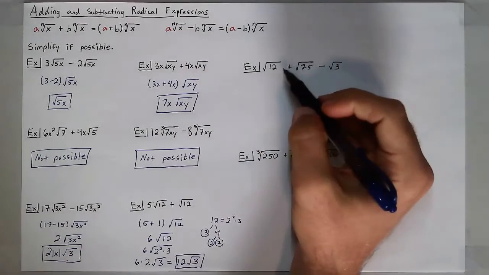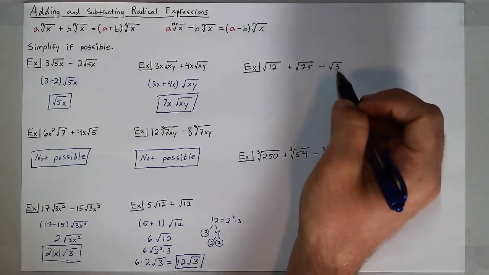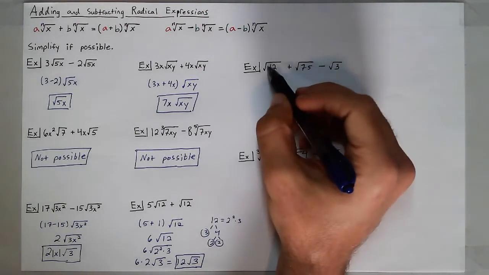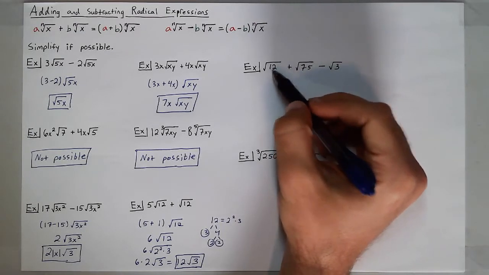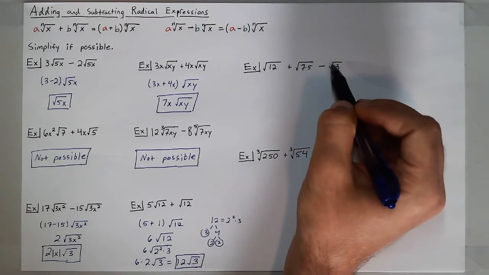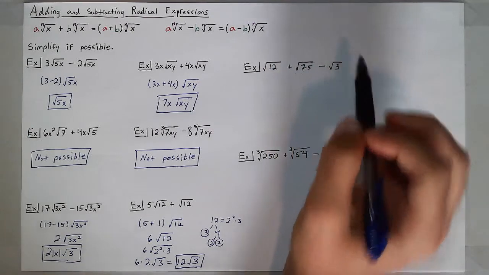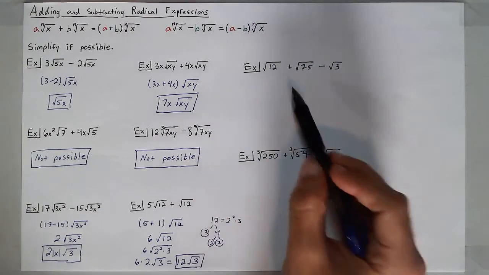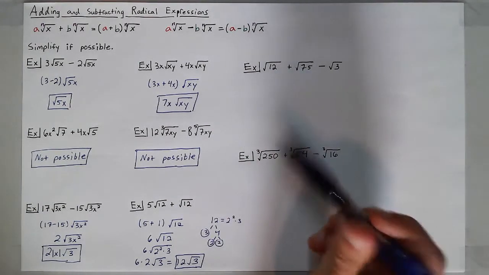Now next up we have square root of 12 plus the square root of 75 minus the square root of 3. Now initially looking at all of these, they cannot be combined because all of the radicands are different. Even though they're all square roots, the numbers underneath them are not the same. But just like we saw down here with the square root of 12, we could actually simplify the square root of 12 before we start adding them together.